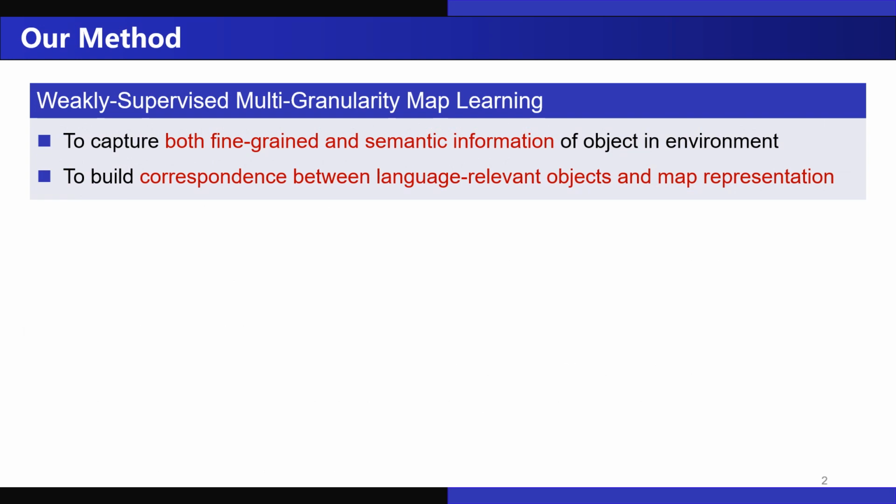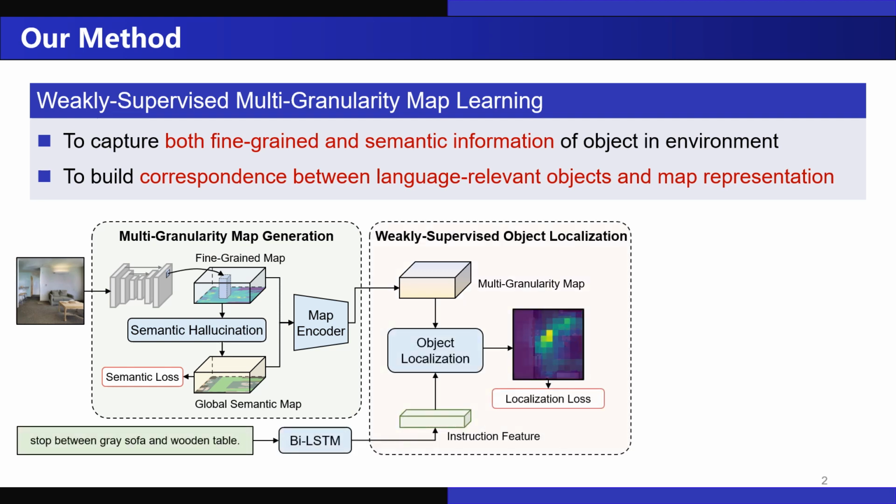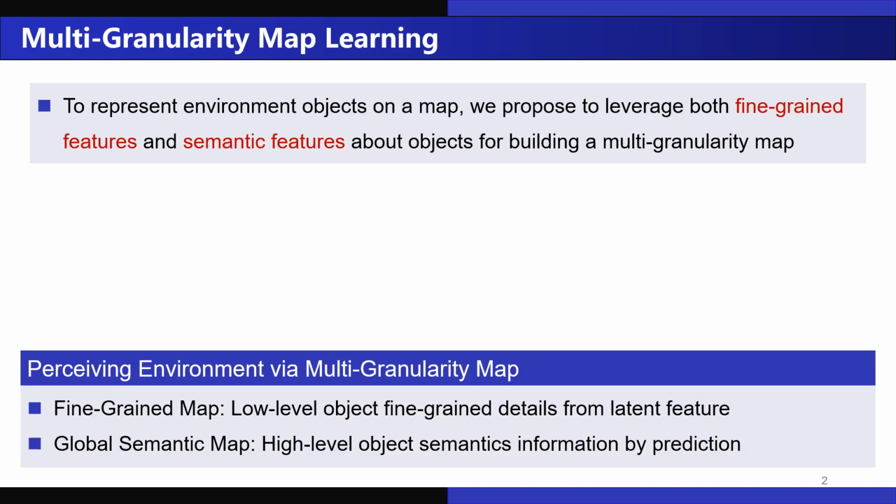To equip an agent with a map to represent diverse environment objects and their attributes, we solve it from two aspects. 1. We augment a semantic map to build a multi-granularity map for containing fine-grained details. 2. We propose a weakly supervised localization auxiliary task for learning correspondence between map representation and instruction objects. With the learned multi-granularity map, we feed it and the instruction to a waypoint navigator to decide the next navigation action.